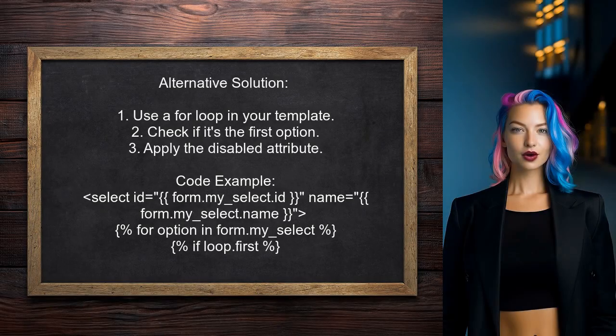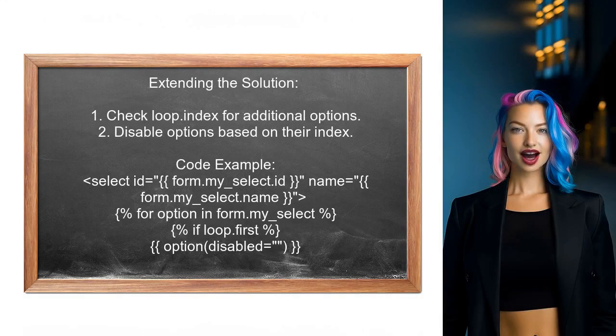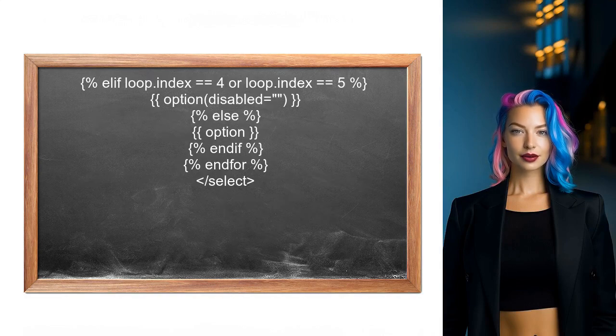An alternative solution provided by another user involves using a for loop in your template to disable the first option in a WTForms select field. They suggest checking if the current loop iteration is the first one and applying the disabled attribute accordingly. If you want to disable additional options, like the fourth and fifth, you can extend the logic by checking the loop index. This way, you can easily manage which options are disabled.